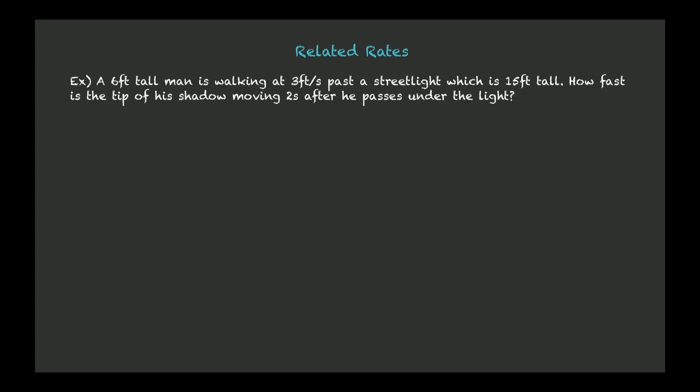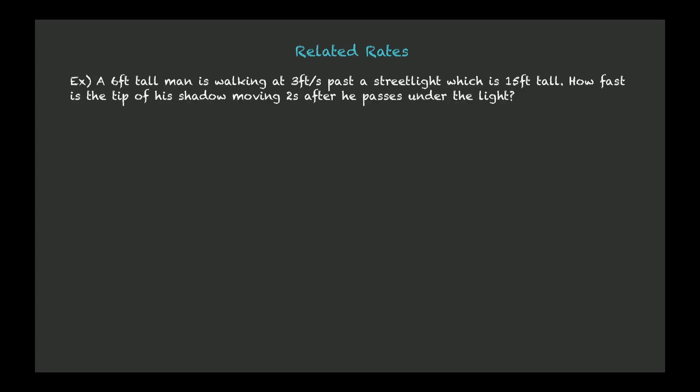All right, in this video, we're going to take a look at how to use similar triangles to solve a classic Calculus 1 related rate problem about shadows under streetlights. So let's jump right into it. A 6-foot tall man is walking at 3 feet per second past a streetlight which is 15 feet tall. How fast is the tip of his shadow moving 2 seconds after he passes under the light?